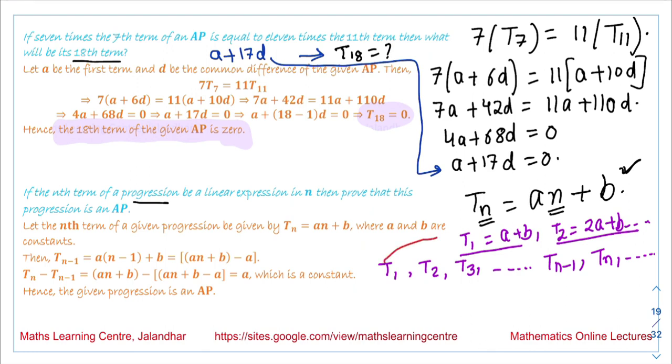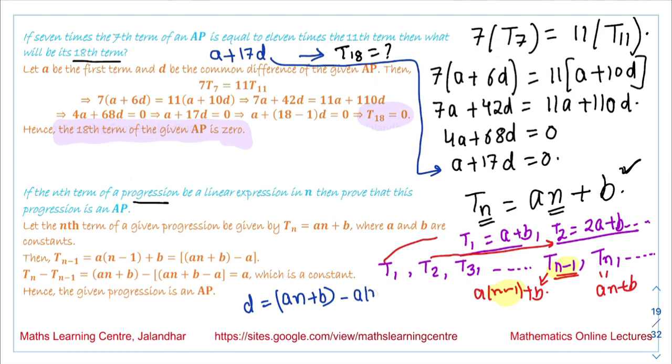The value of Tn is an plus b, and the value of Tn minus 1 will be a(n minus 1) plus b. In place of n, we are writing n minus 1 over here. So these are the two consecutive terms we have. So the difference between the terms will be an plus b minus a(n minus 1) plus b. This gives us an plus b minus an plus a minus b.